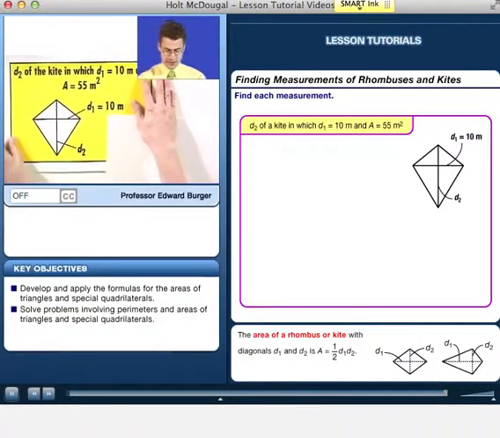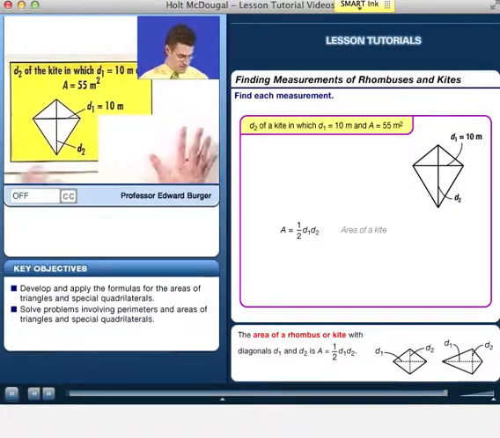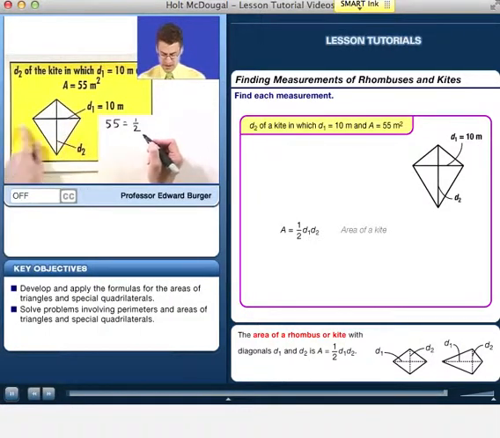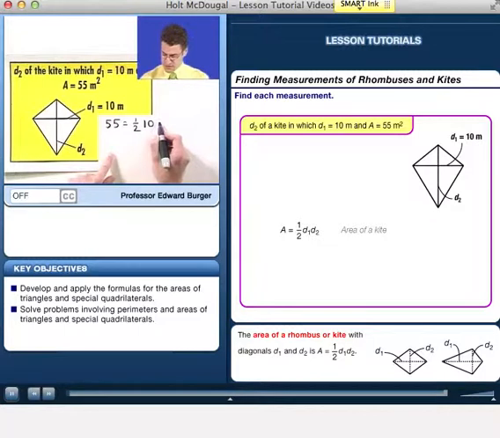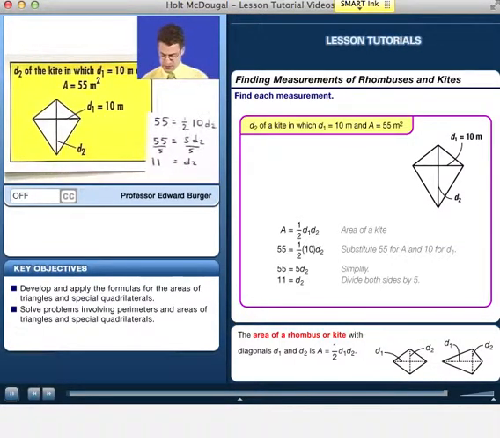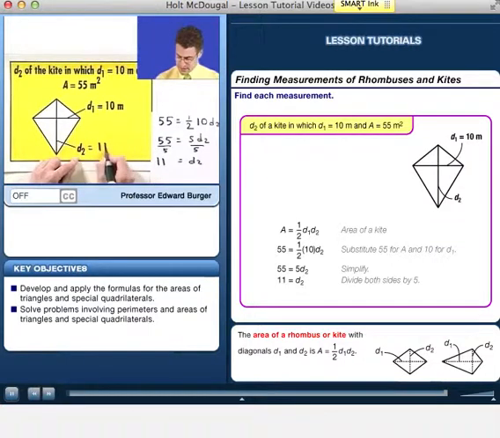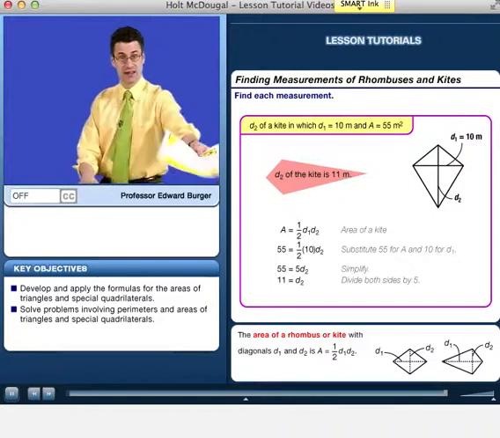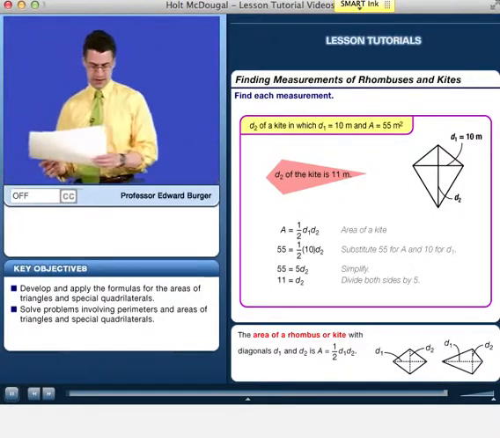Well, I apply the formula we just derived, and what I say is 55, the area, equals 1/2 the product of the diagonals. One diagonal is 10, one diagonal is mysterious. So that means 55 equals, well, half of 10 is 5. Divide both sides by 5, and I see that D2 equals 11. And what are the units? The units here are meters, so this equals 11 meters. Cool. Not a problem once you get it. It's sort of fun. You can sort of apply these things a variety of different ways.